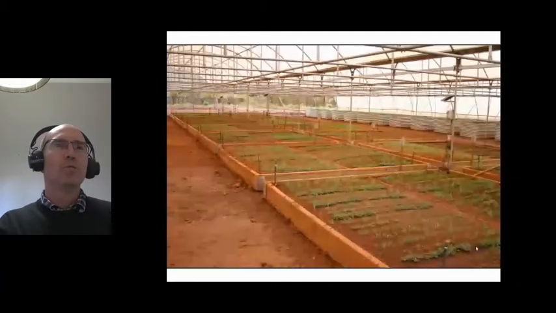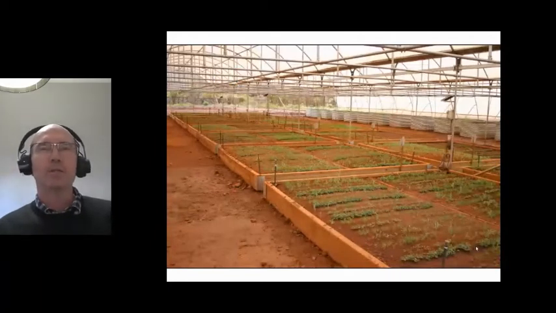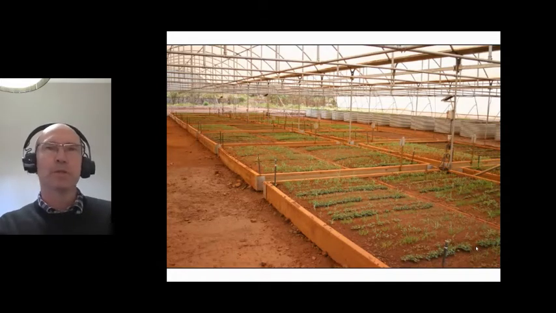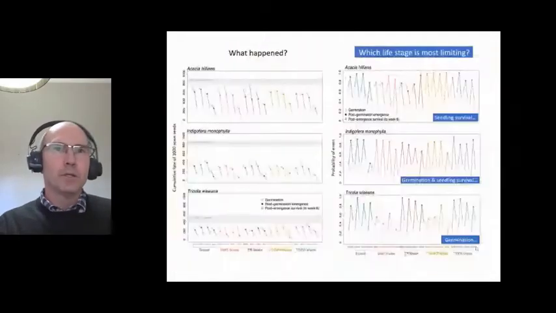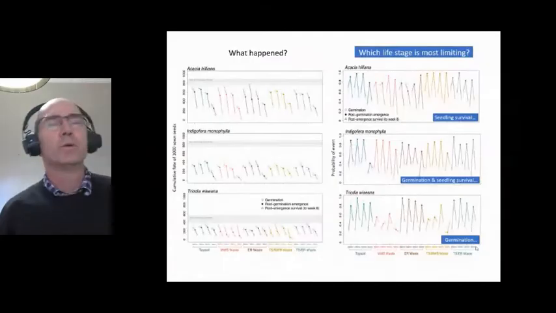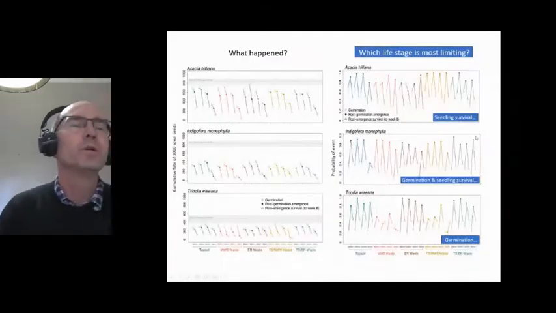So when we did that, this is a photo of the plots after 6 weeks at the time of scoring. So you can see what it looked like there, and these are the main results. So we'll take you through these graphs.